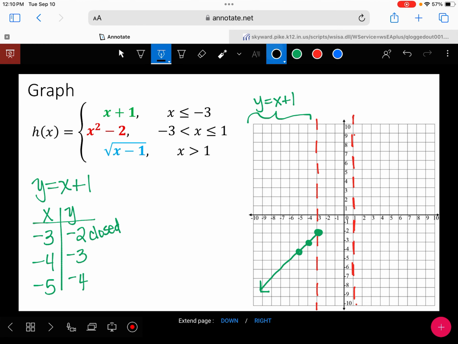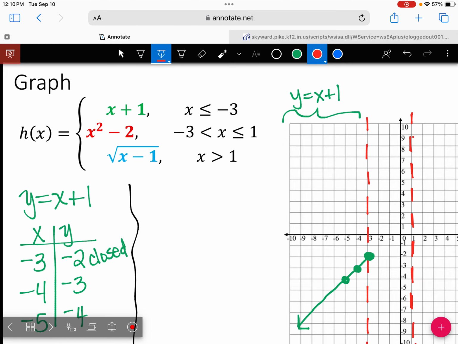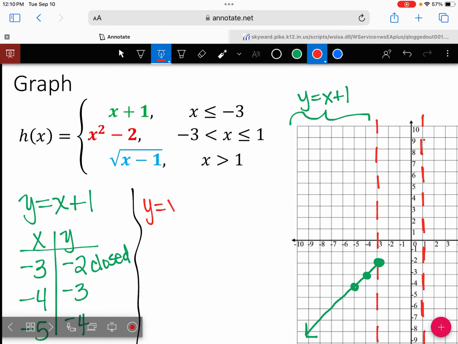And then we got our next function, which is y equals x squared minus 2. Okay, so the first thing I know is this is a parabola, and I know that I need to have -3 and 1. So we have to have a -3, and we also need to have 1. And we need to pick some numbers in between it, though. So I would definitely do 0, because 0 is my vertex. My vertex is at 0, -2. So I would definitely use that one.